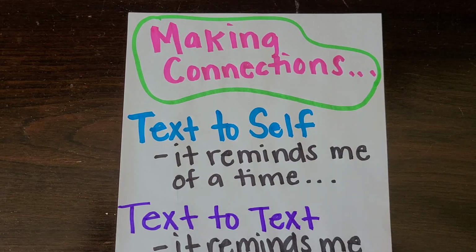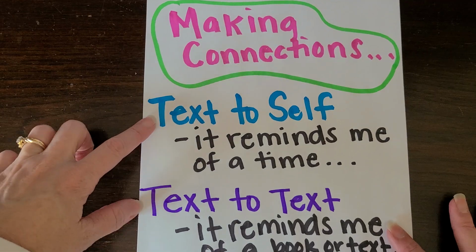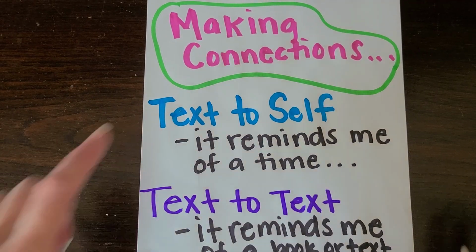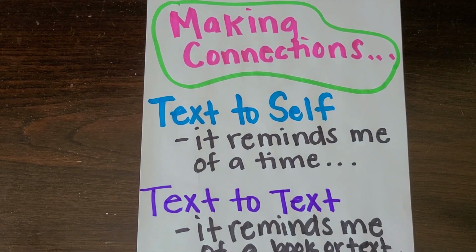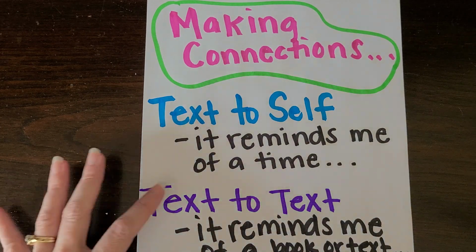So let me break that down for you. There are 3 different ways to make connections. The first is text to self. And so you might think, oh, this reminds me of a time, and then you think about that time. So that's using your prior knowledge, your prior experience to make a connection to something in that text. For instance, if you're reading a story about a dog and you have a dog, you might make the connection that I have a dog just like this person has a dog, so this person must love their dog just like I love my dog. That is a connection that you've made in the story.